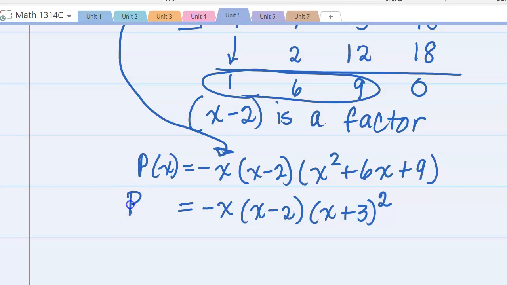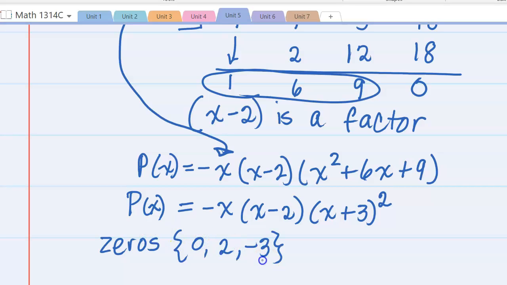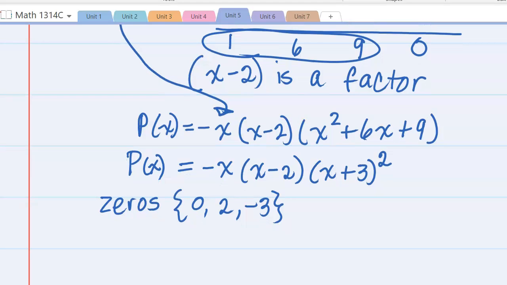Here is p of x factored completely, so we can see that it has the zeros of 0, 2, and negative 3. For step 3, we did do synthetic division, but we did not find any extra points for our graph, so we will skip this part.